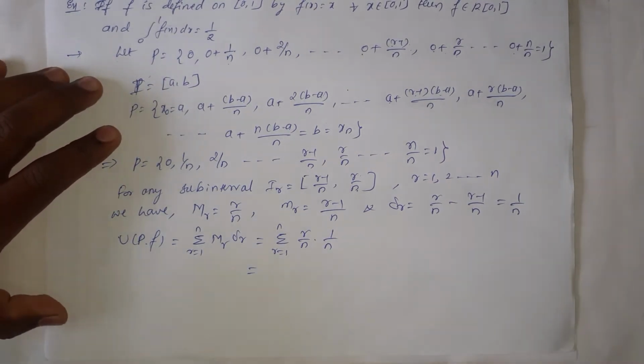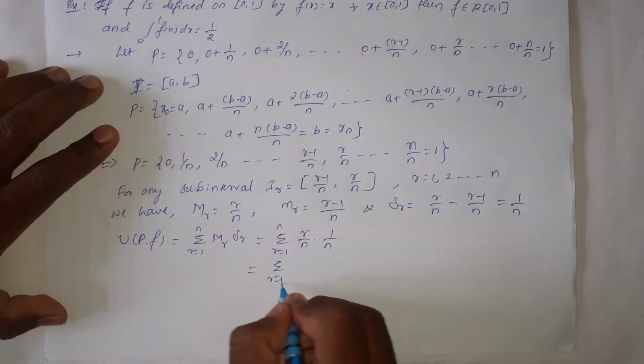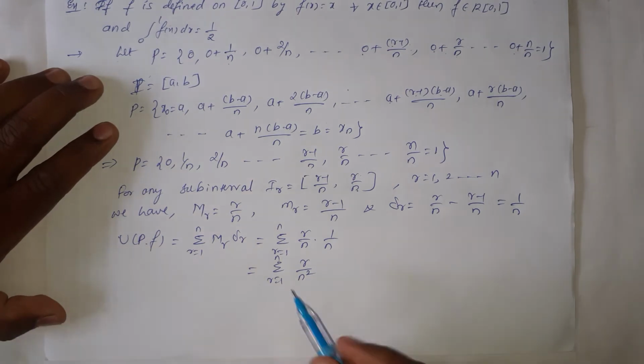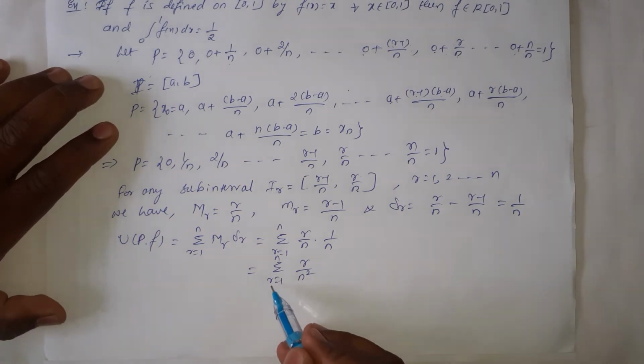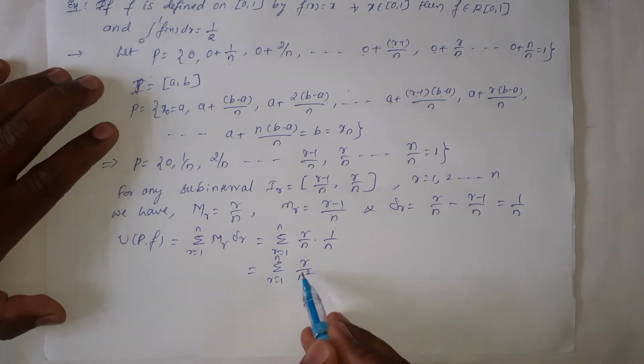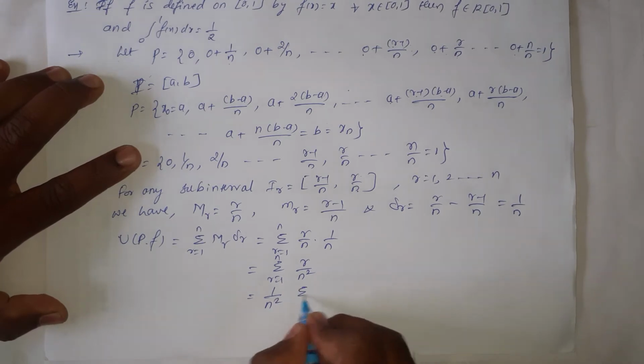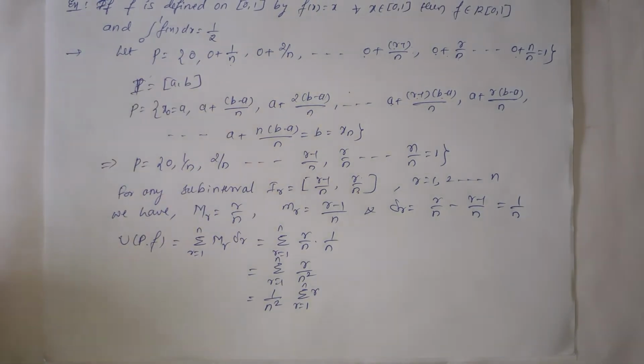Now, it is equal to summation over r equal to 1 to n of r divided by n square. Here we are applying summation for the variable r, but n is constant as compared to r. Therefore, we can write this as 1 divided by n square, summation over r equal to 1 to n of r. So, therefore, it is our result.